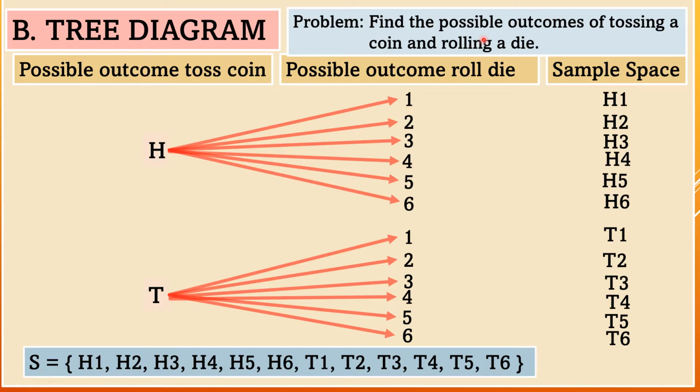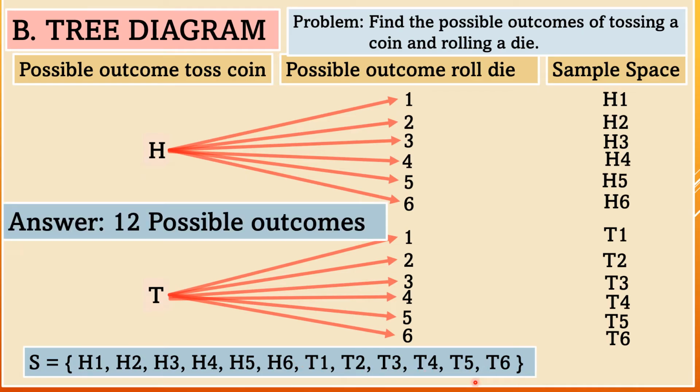So, paano natin hanapin kung ilang possible outcomes ang lalabas? If we are going to toss a coin, at the same time roll the die. So you are just going to count ilan lahat ang possible outcomes. So we have 1, 2, 3, 4, 5, 6, 7, 8, 9, 10, 11, 12. So there are 12 possible outcomes. Doon kanina sa table, 12 din ang possible outcomes. Dito, using the tree diagram, 12 pa rin ang possible outcomes.